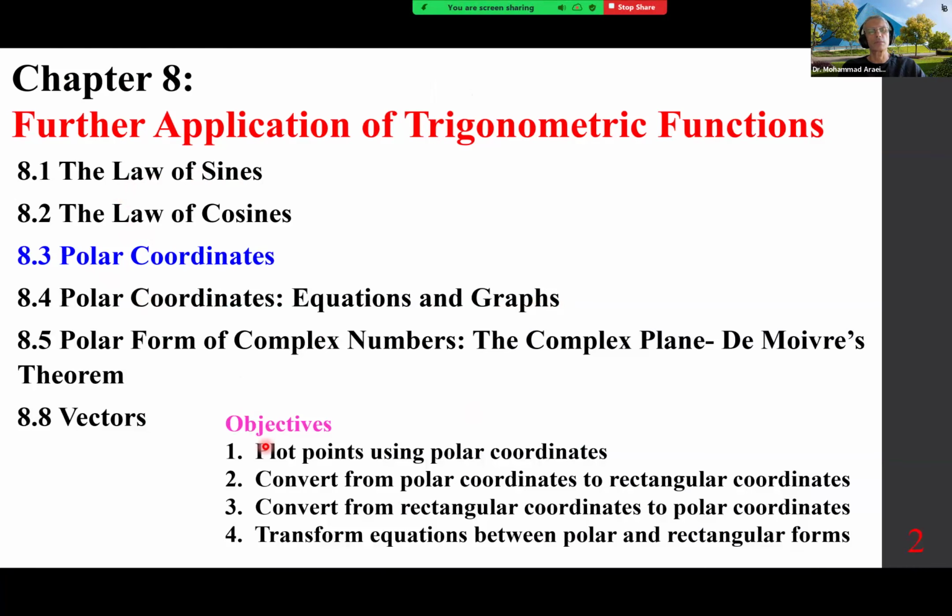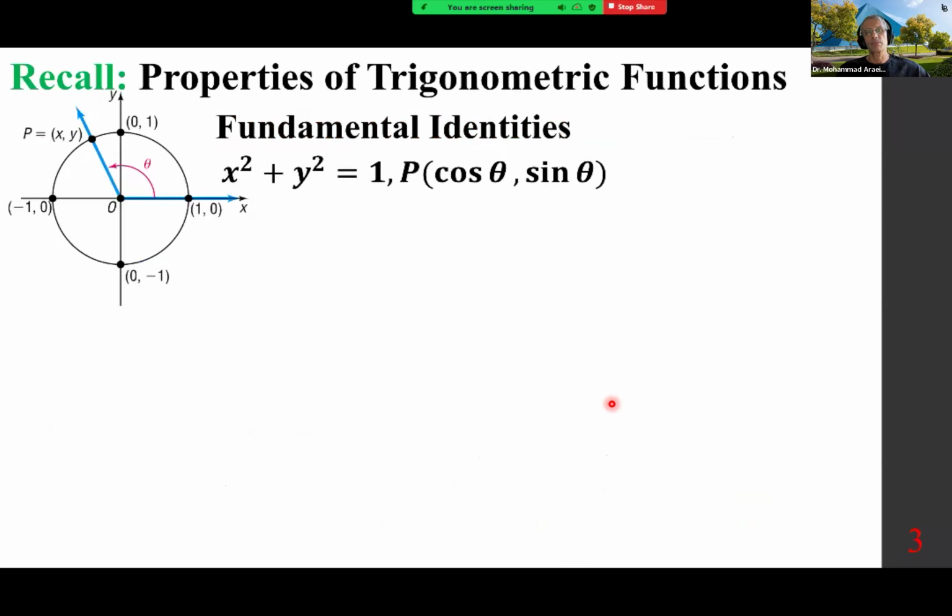The objectives are plot points using polar coordinates, convert from polar coordinates to rectangular coordinates, convert from rectangular coordinates to polar coordinates, transform equations between polar and rectangular form. Again, reminding everyone of what we have learned so far.